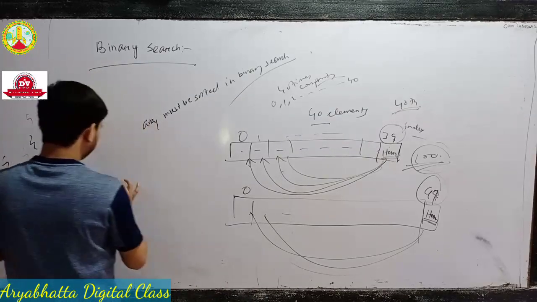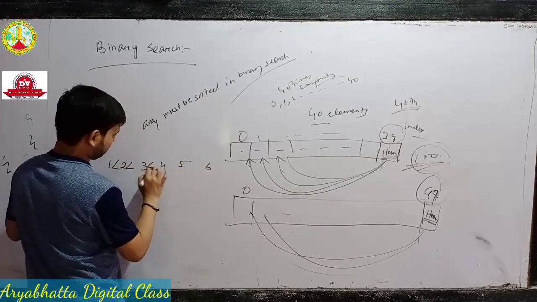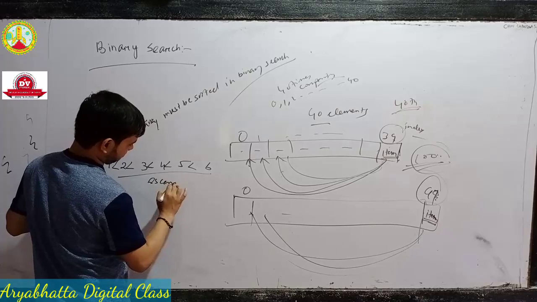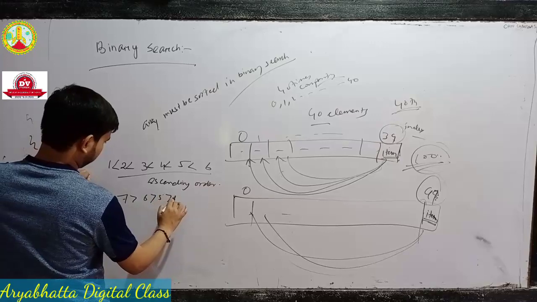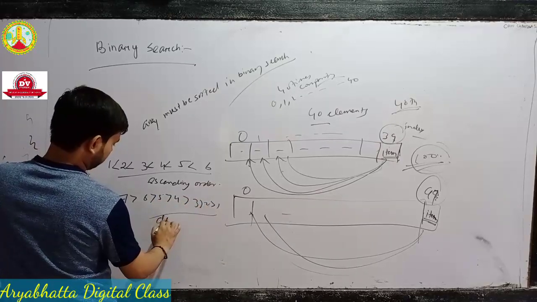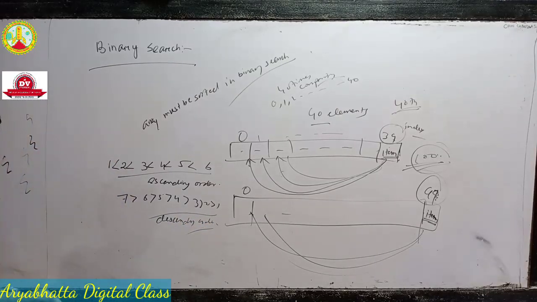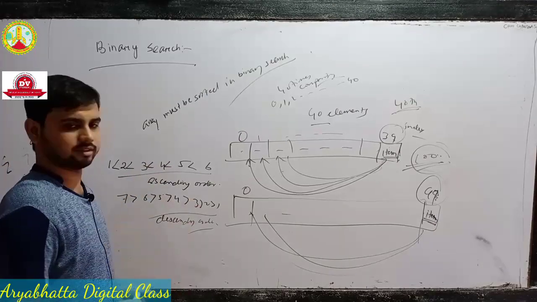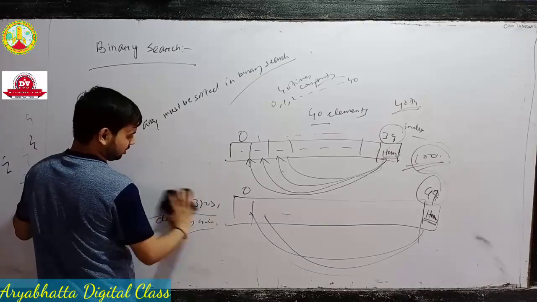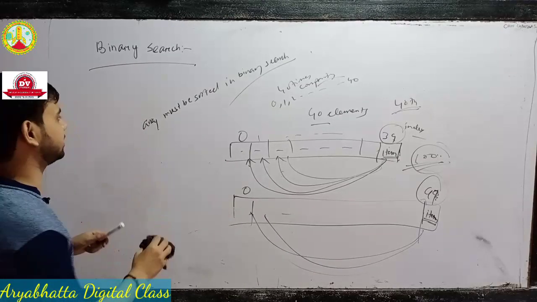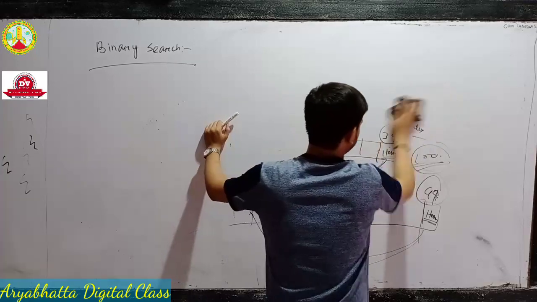Suppose this 1, 2, 3, 4, 5, 6 is ascending order, and this is descending order. Like that, in binary search the array must be either ascending or descending. A randomly organized array is not useful for binary search. This is the binary search disadvantage. I will clearly show you the advantage and disadvantage of linear and binary search.